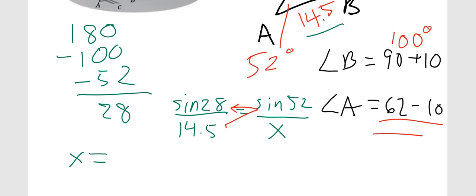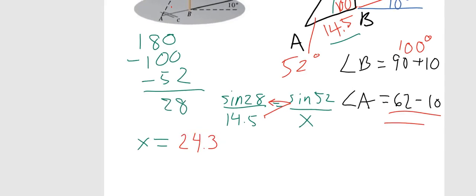Okay, so cross multiplying, we got 24.3 for the height of the pole. Hopefully that's not in miles.